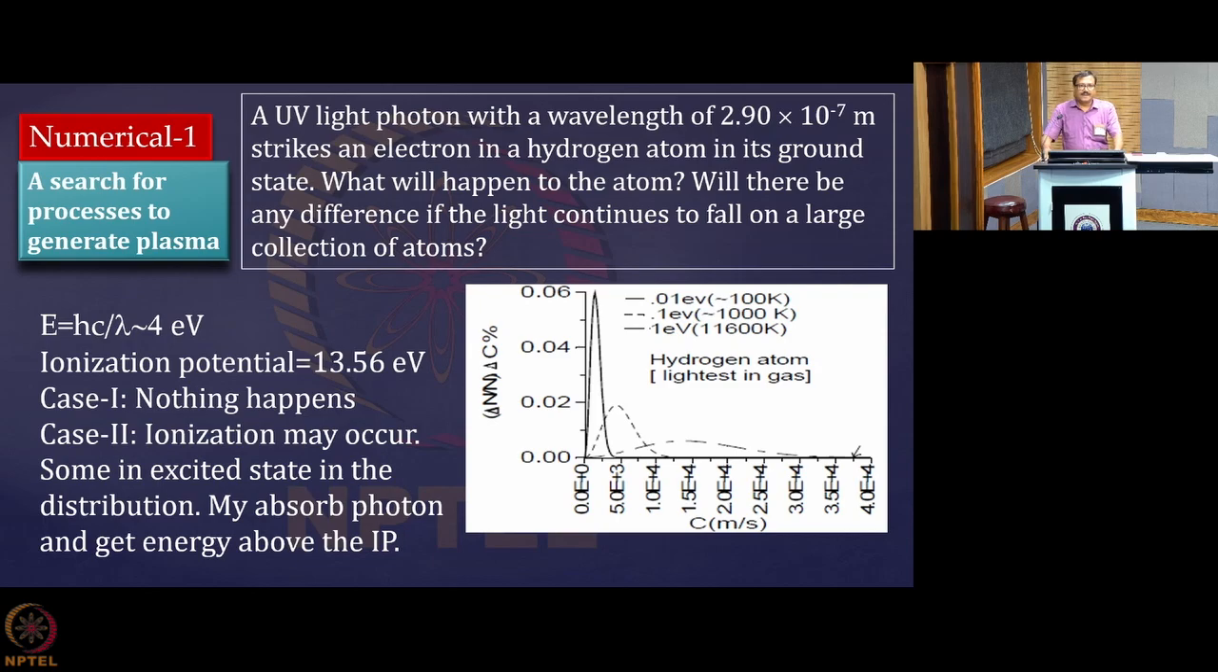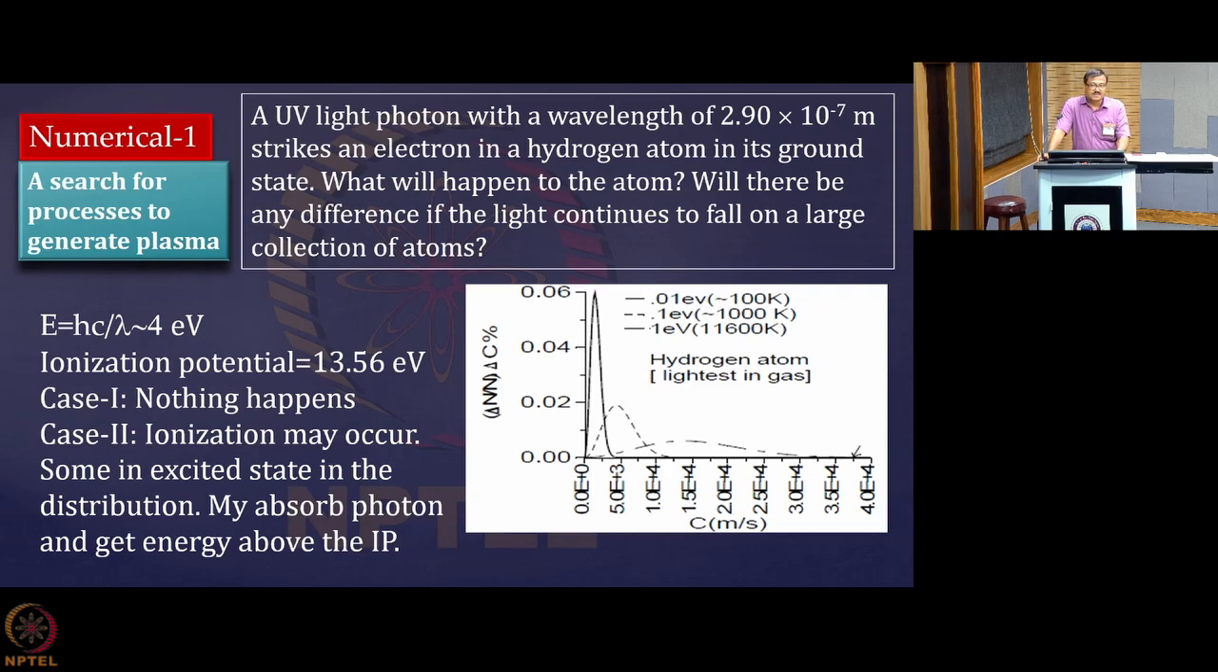So once you know that, then we start our numericals. The first numerical that we would like to handle is: a UV light photon of wavelength 290 nanometer strikes an electron. 290 means it is UV. The electron is in a hydrogen atom. Hydrogen atom you are very much familiar with: one proton, one electron, and it is in the ground state. The question is, what will happen to that?